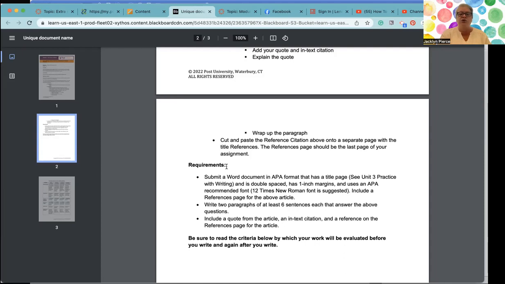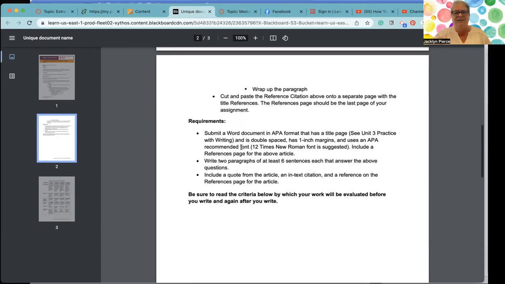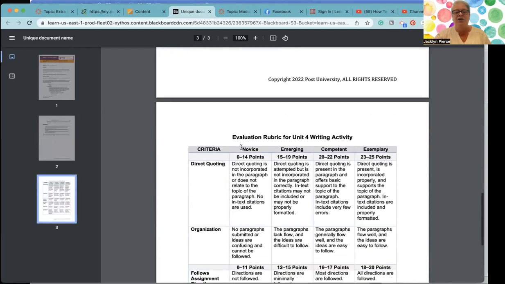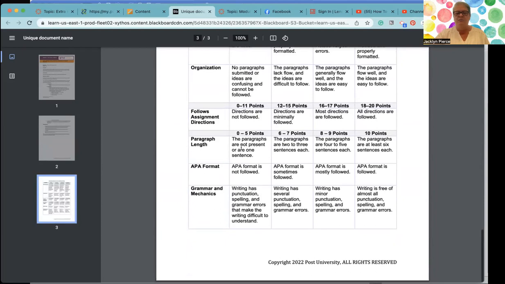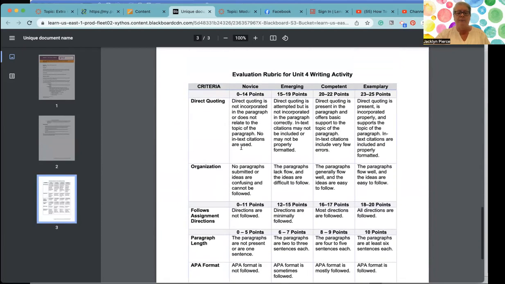Have you written 2 paragraphs of at least 6 sentences each that answer the above questions? Have you included a quote from the article, an in-text citation, and a reference on the references page for the article? So that is everything that you need to know other than learning about self-care and reading the article. The last page of this document, sometimes it takes more than one page, is the rubric.